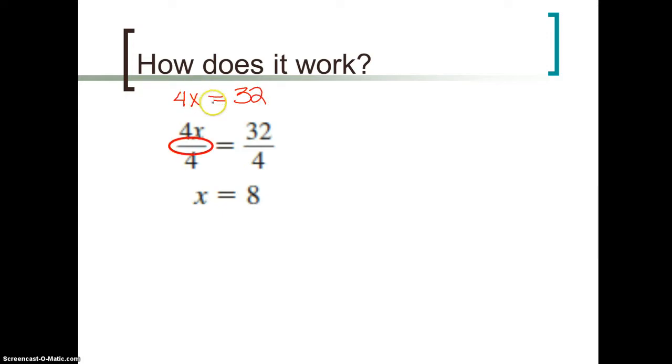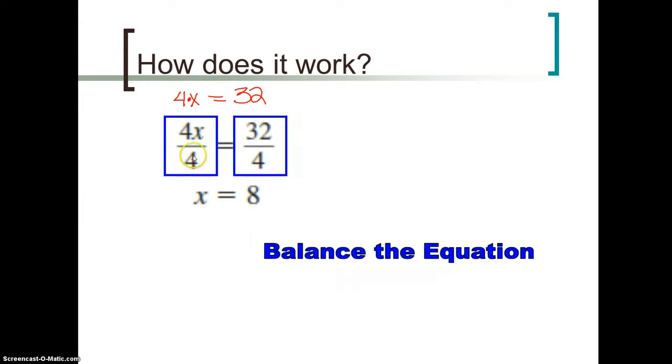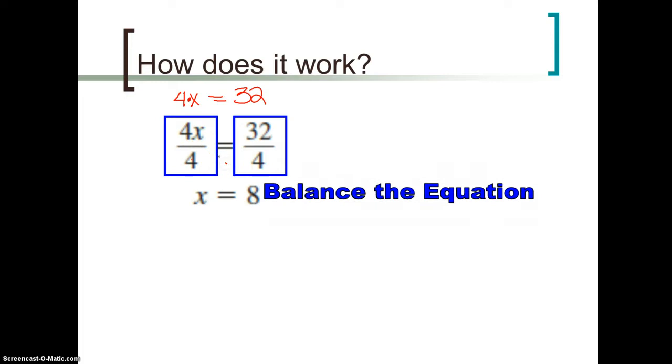First of all, you need to use the inverse operations. The inverse of multiplication is division. So we divide by the number that's being multiplied, which is 4, and remember to balance the equation by dividing by 4 on both sides.